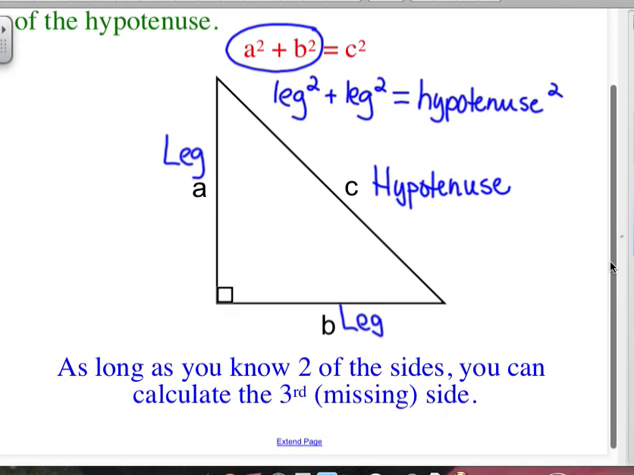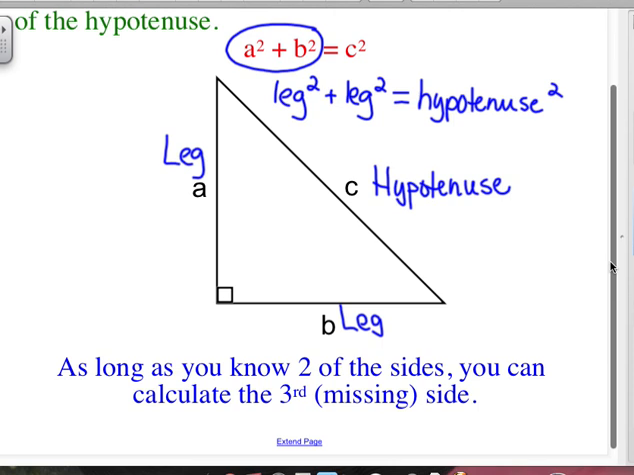So what this means is we're going to square the value of one leg, we're going to square the value of the other leg, and when we add those together, that should equal the square of the longest side, C, also known as the hypotenuse. Okay, and then down below here you can see I've typed. As long as you know 2 of these 3 sides of this triangle, you could know any 2 sides. You could know A and B, or you could know A and C, or you could know C and B. You'll always be able to use this formula here to calculate the third missing side.